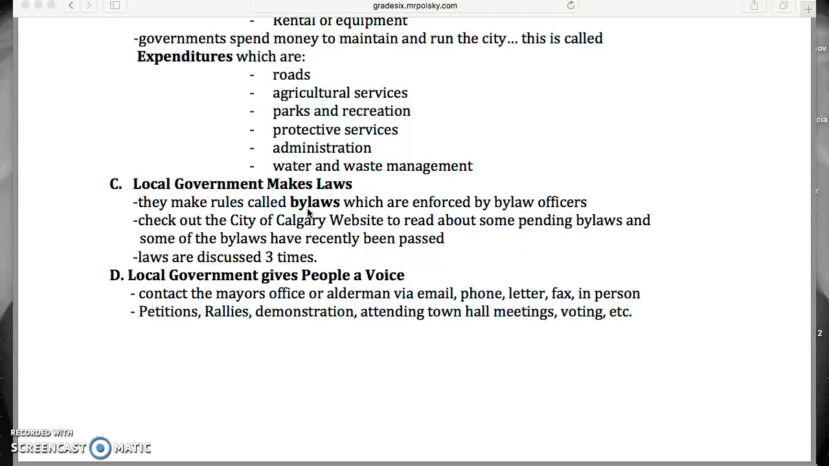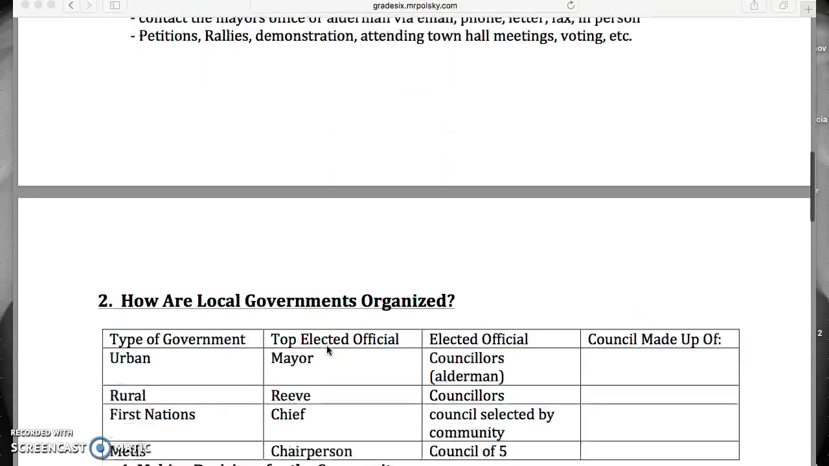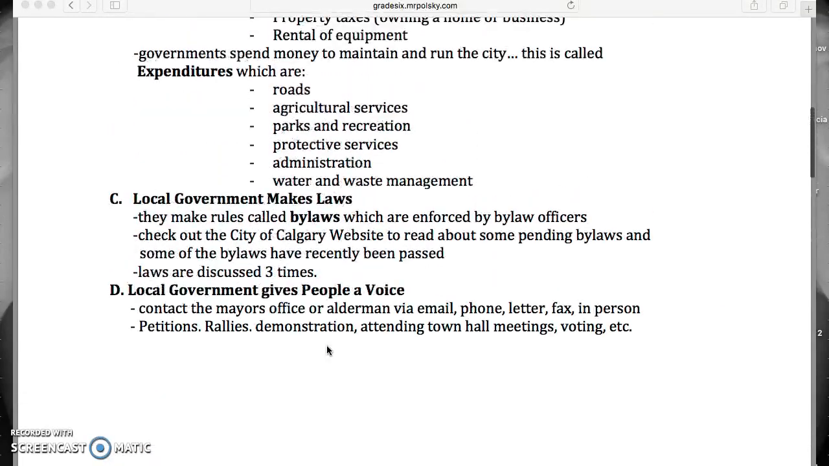So bylaws can be, and did I talk about this further down? I don't think so, so I'll quickly touch on it here. They're rules that are made for within a city. So this might mean things like graffiti, or riding your bike on the sidewalk, or certain heights that we're allowed to build our fence, or shoveling your sidewalks. Things like that are bylaws because they don't affect the entire province, but they do affect what happens in that city.